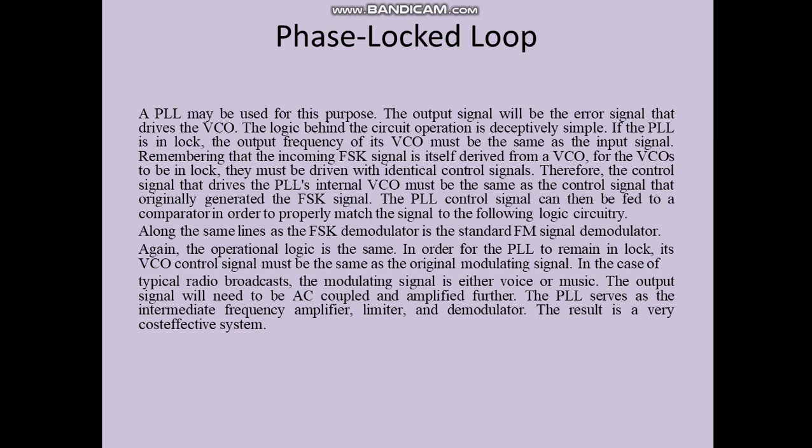Along the same lines as the FSK demodulator is the standard FM signal demodulator. Again, the operational logic is the same. In order for the PLL to remain in lock, its VCO control signal must be the same as the original modulating signal. In the case of a typical radio broadcast, the modulating signal is either voice or music. The output signal will need to be AC coupled and amplified further. The PLL serves as an intermediate frequency amplifier, limiter and demodulator, and the result is very cost effective.